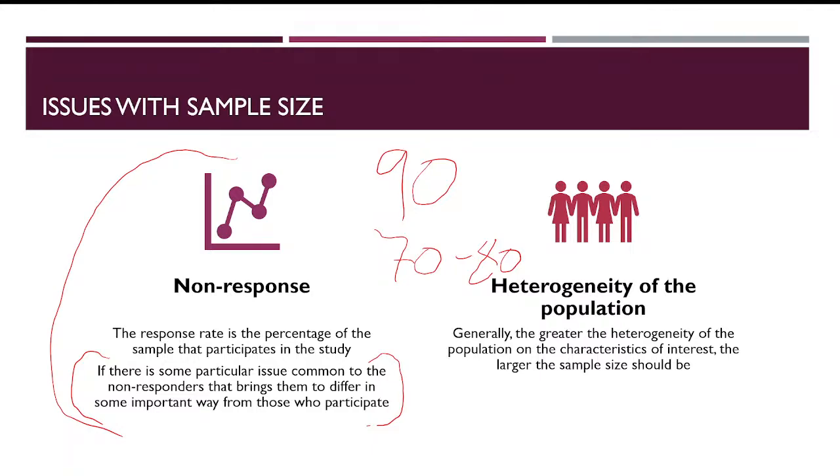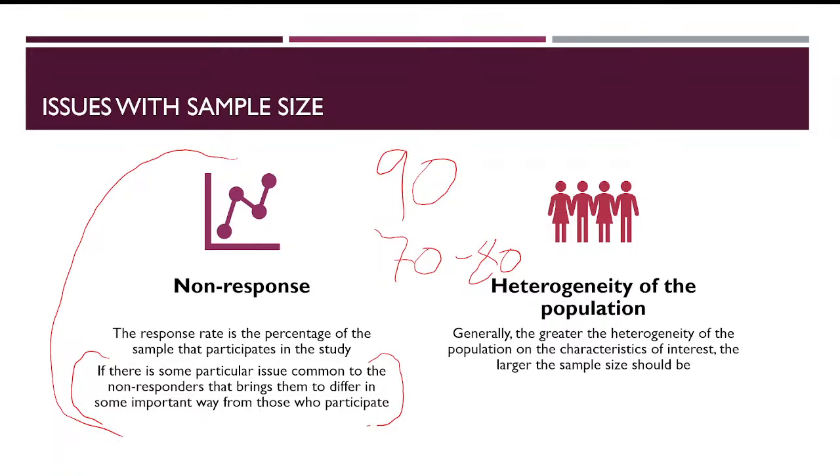The more heterogeneous your population is, the bigger sample size you're going to need. Obviously homogeneous populations, right? Let's say you were surveying people in Iceland. People in Iceland are very homogeneous in terms of things like race and ethnicity, skin color, personal histories, socioeconomic class. It's a very homogeneous society on the whole. So you could probably get away with a very small sample in Iceland, right?